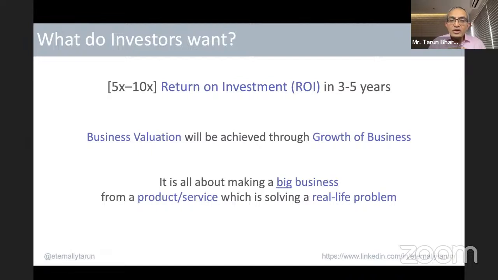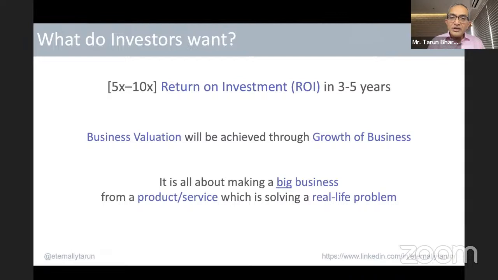So eventually, whatever we intend to do, we have to go to an investor and make a pitch. It's very straightforward. Now, the question is, why should any investor make an investment into a particular business? Any investor typically, and we are talking of startups and venture capitalists, in that context, is looking for a return on investment of 5 to 10x in 3 to 5 years' time. Why 3 to 5 years?